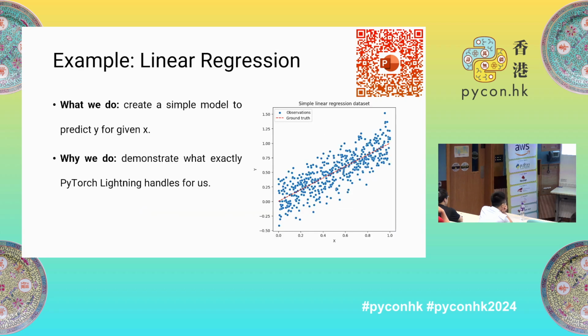So, talking is easy. Let's show some code to check out what PyTorch Lightning really does for us. We'll go through an example of linear regression, where we create a basic model that predicts y for given x. In the example, we will first implement the training in native PyTorch, and then we will switch to PyTorch Lightning. This simple task will make it clear how Lightning simplifies things.